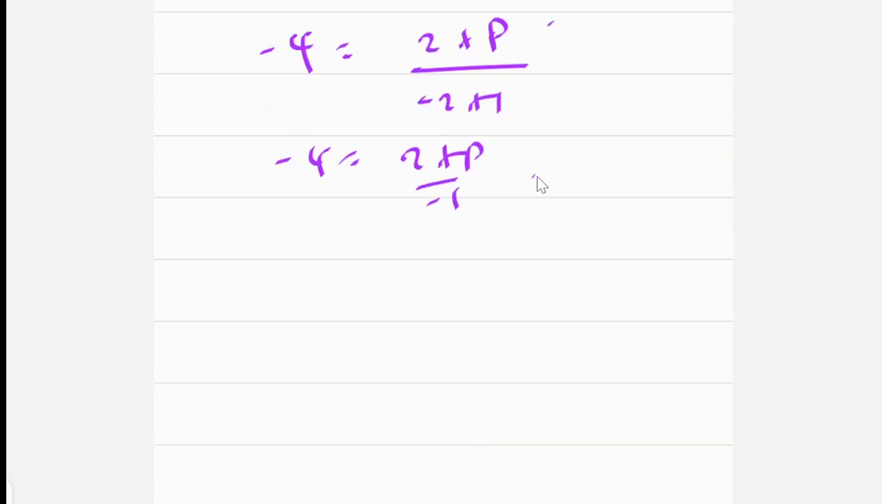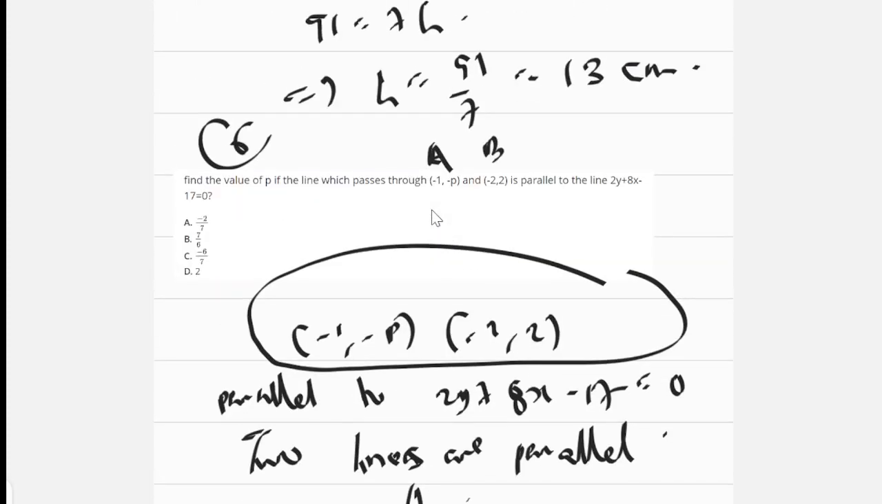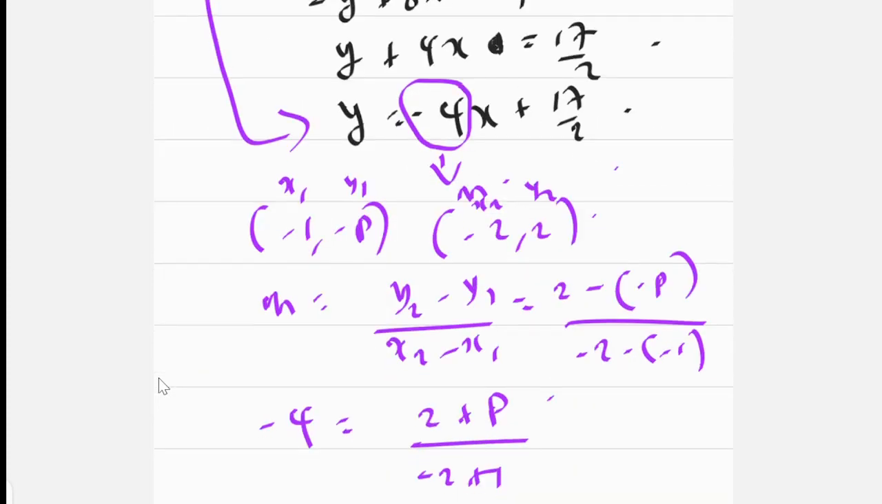Then minus 4 will now be 2 plus p over minus 2 plus 1, which will give me minus 1. So which implies that 4 equals 2 plus p, and your p will now be 4 minus 2, which is equal to 2. So 4 minus 2 is equal to 2. Your p is equal to 2, which is D. Option D is the correct answer. You can see that it is not difficult to do as well.